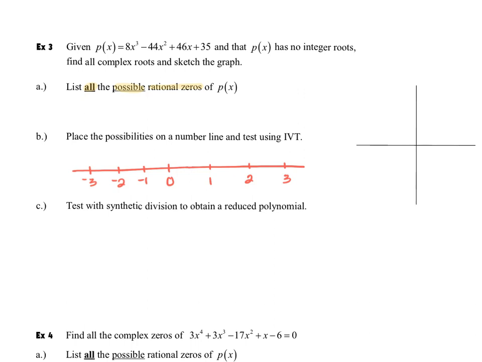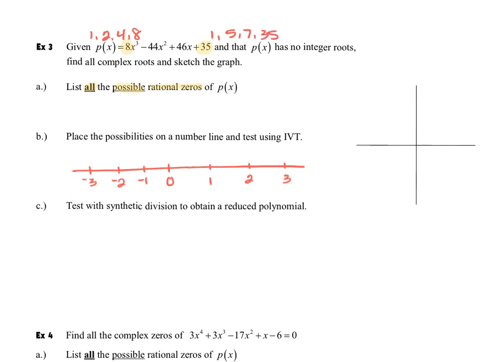So we're going to look, remember, at the leading coefficient and at the constant. We don't care about anything that's in the middle there. And we're going to list the factors of the leading coefficient. So those would be a 1, 2, 4, and 8. And we're going to list the factors of 35. So we've got a 1, 5, 7, and 35.